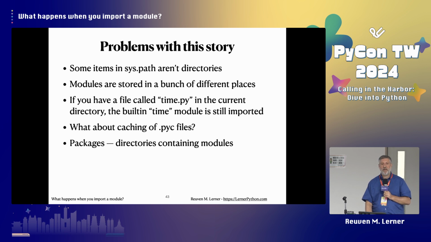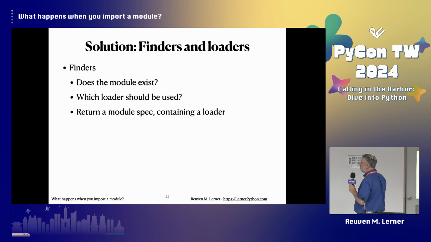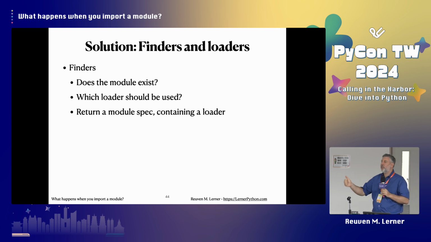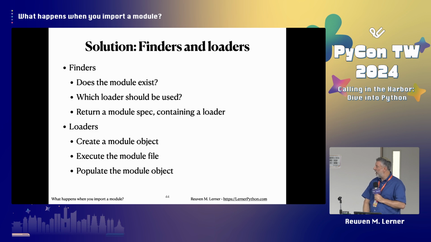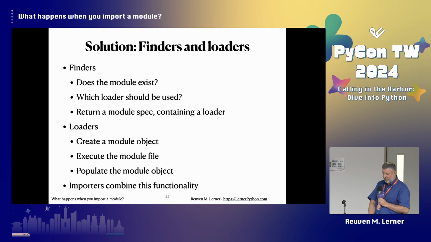Well, Python defines two kinds of objects for us, and they are called finders and loaders. A finder says, does this module exist? And then if it does, where is it and how should I load it? A finder's job is to return what's called a module spec. It's a special kind of object that contains the loader. So I basically say to the finder, find me this module. It comes back and says, here's the module spec, here's how you're going to load it. A loader, meanwhile, knows how to create a module object. It executes the module file, and it populates that object, meaning we're going to have an empty module, we're going to execute the module file, and we're going to use the result to populate it. So we have finders and we have loaders, and each one has part of this job, and we can also just have an importer that does both of these.